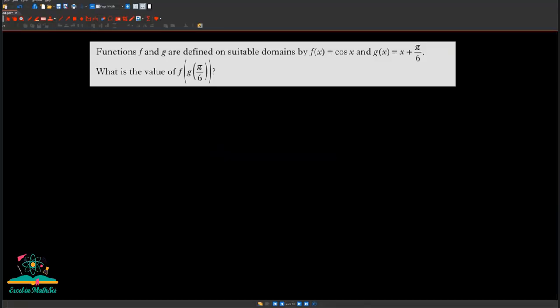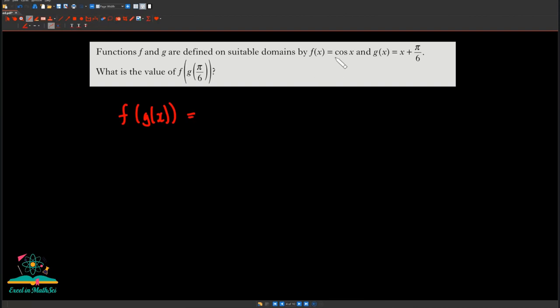So functions f and g are defined on suitable domains by f of x equals cos x and g of x is equal to x plus pi over 6. What is the value of f of g of pi over 6? So we'll find f of g of x.